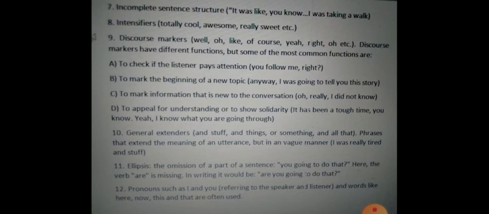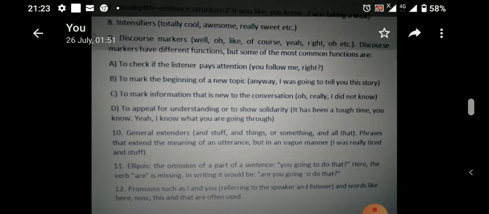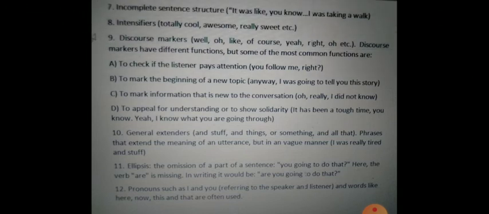Phrases that extend the meaning of an utterance but in a vague manner. I was really tired and stuff. Here, the I was really tired was enough to communicate the sense, and the second part was added just in order to extend the impression.